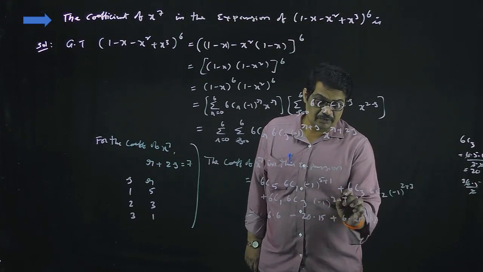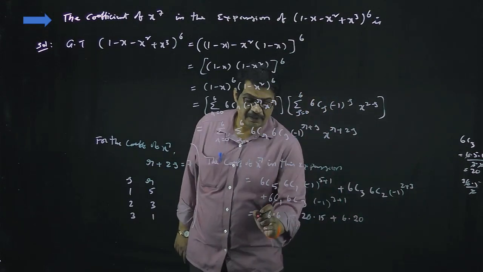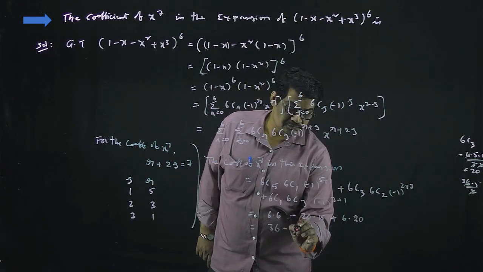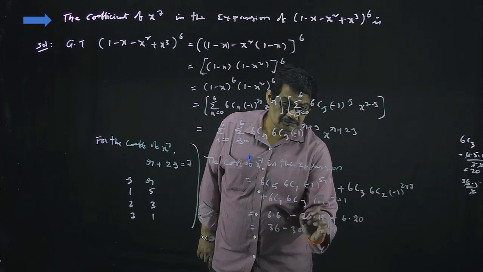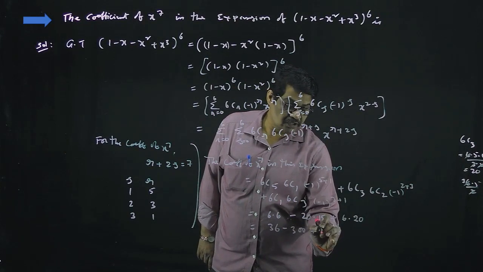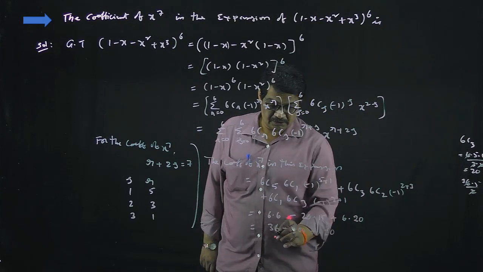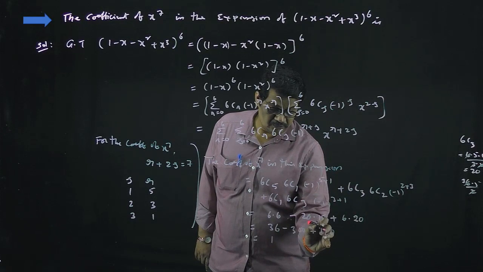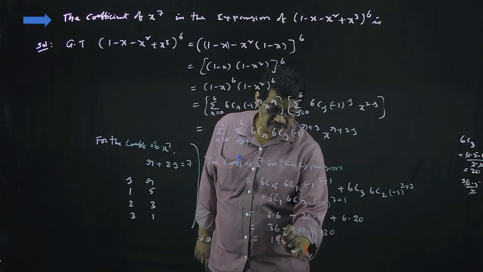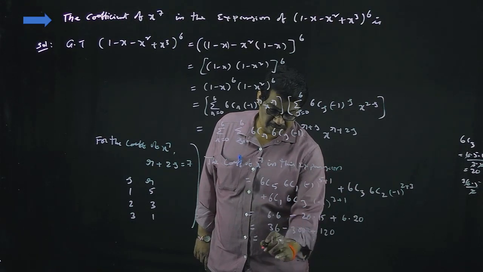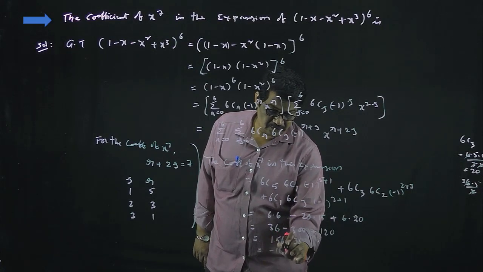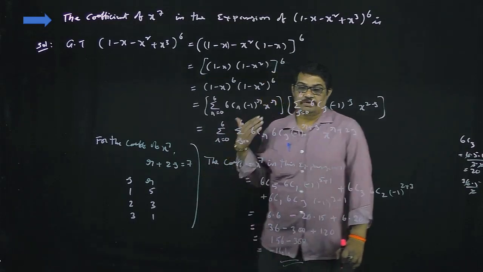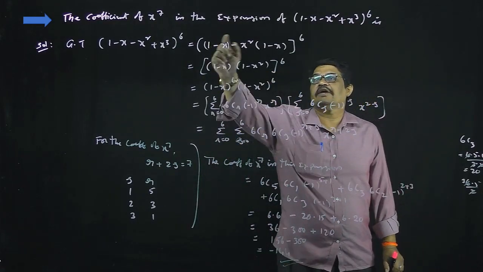Here minus 1 power 4, that is plus. Okay, that is here 36 minus 300 plus here 120. So that is nothing but 156 minus 300, that is minus 144.